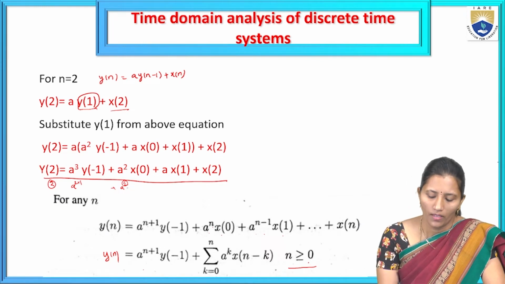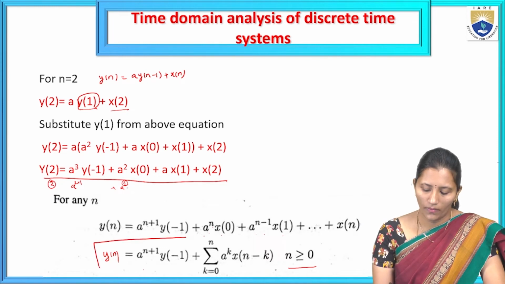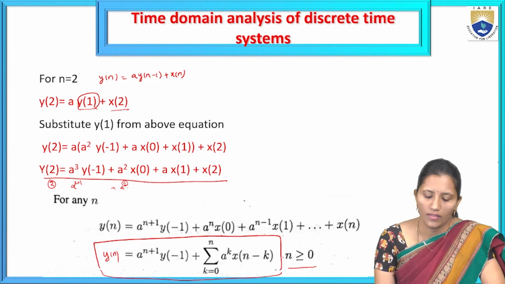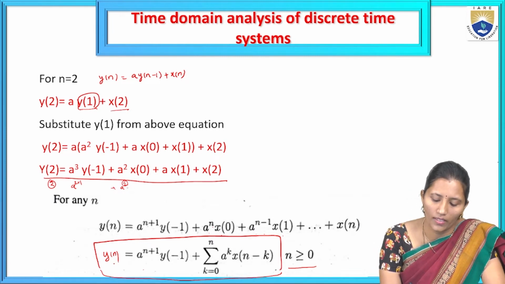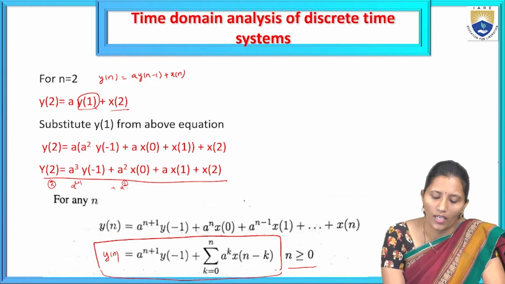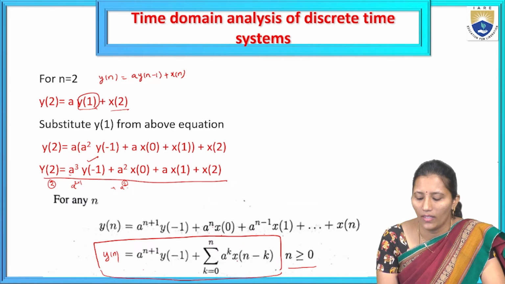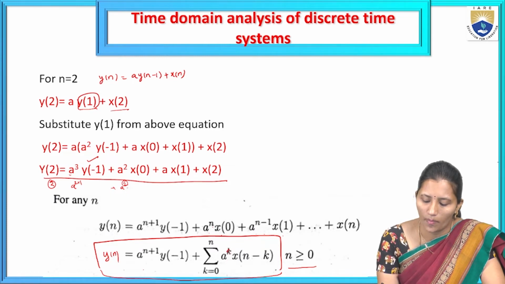So the total difference equation for a first order system is, suppose we substitute n equal to 2, y of 2 is equal to a power 2 plus 1, that is a cube, into y of minus 1, as the first term, plus, if we substitute k equal to 0, a power 0 into x of n minus 0, that is a power 0, and so on up to a power n into x of n minus 2.